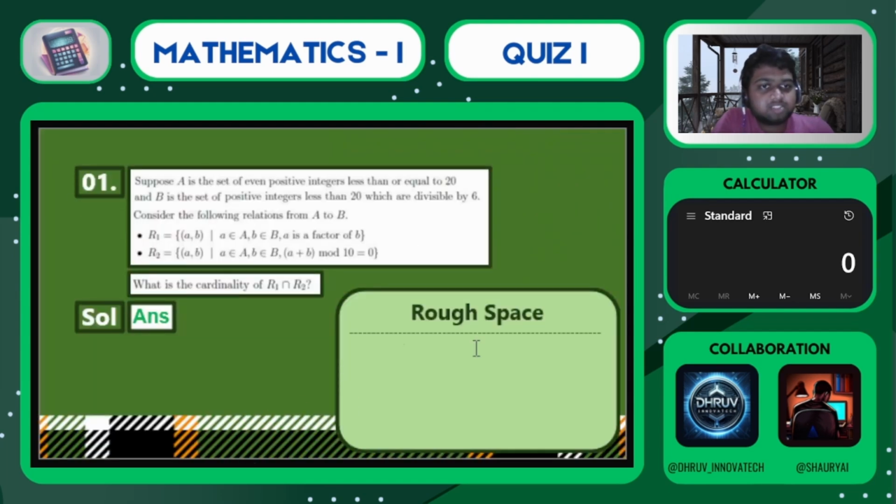First question: suppose A is a set of even positive numbers less than or equal to 20 and B is a set of positive integers less than 20 which are divisible by 6. Then relation R1 states that (A, B) are elements of R1 such that A is a factor of B, and R2 states that (A, B) is an element if A plus B is a multiple of 10. Here (A plus B) mod 10 equals 0 means that A plus B when divided by 10 gives no remainder. So to begin with, first we will write all the sets.